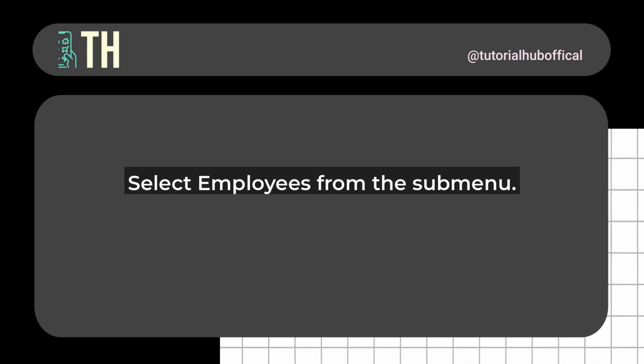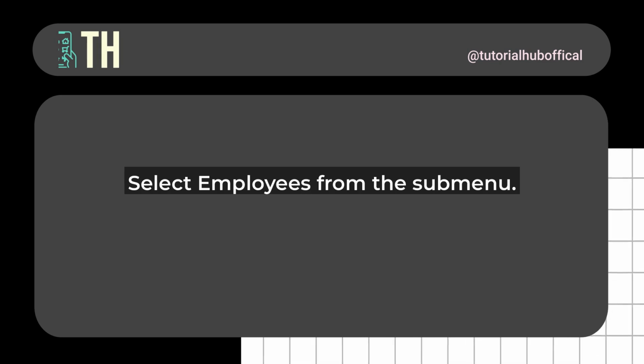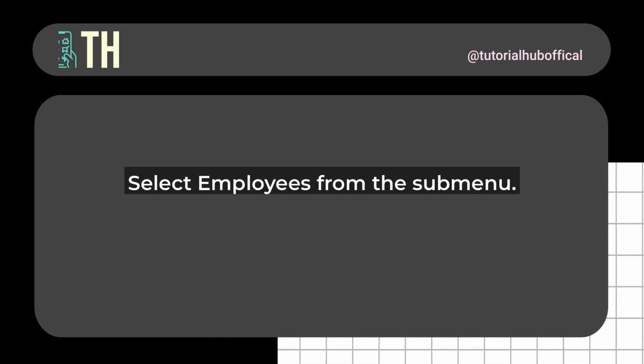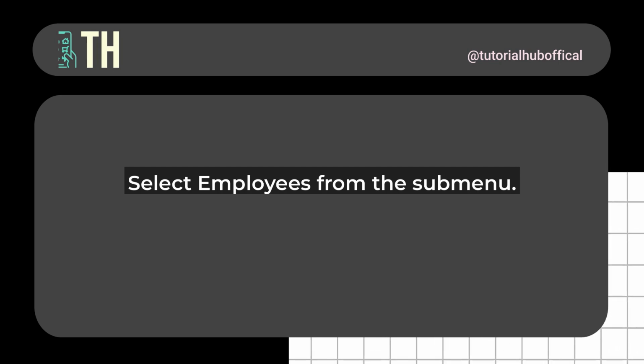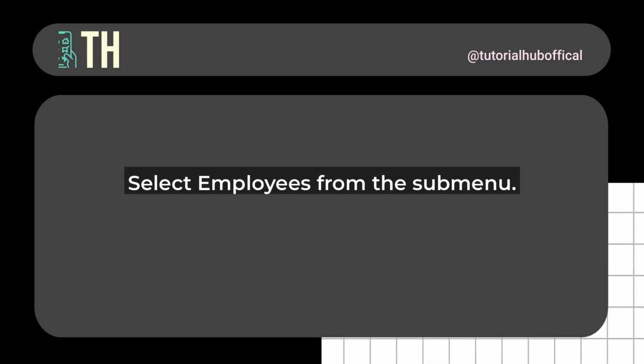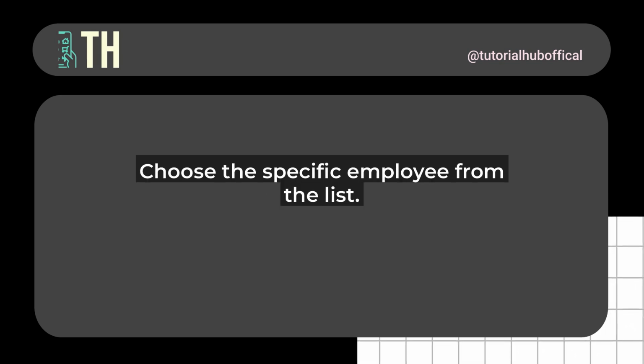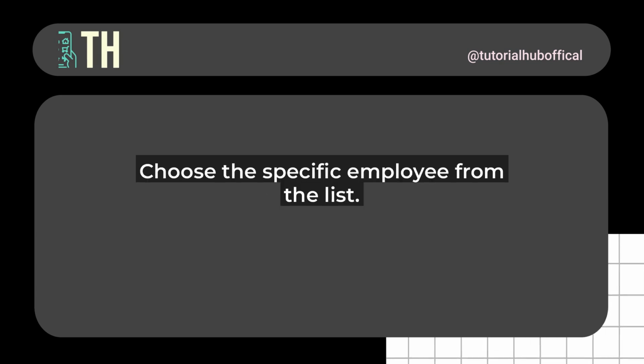Step 2. Click on Payroll to open that section. Here, you'll see options related to employees and payments. Next, select Employees from the submenu. This will bring up a list of all your team members. If you have a lot of employees, use the search bar at the top to quickly find the one you need. Now, for the key part.